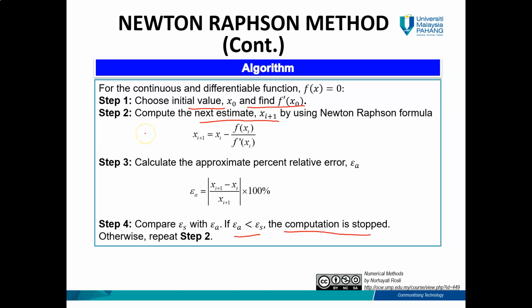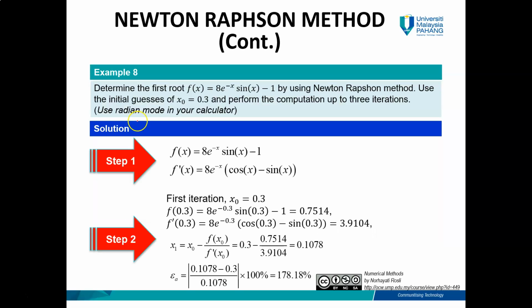So class will solve the problem using this algorithm. We'll go to the example. This example asks us to determine the first root of this function by using the Newton-Raphson method. You need to use the initial guess of x naught equal to 0.3. The question asks you to perform the computation up to 3 iterations. Because our function is in terms of sine x, remember class, when our function involves trigonometry, you have to change your calculator to radian mode.